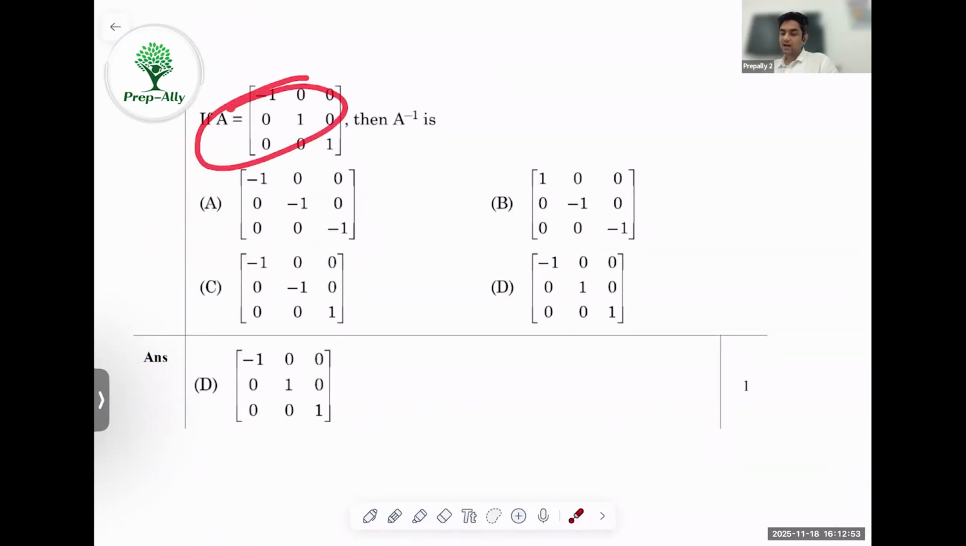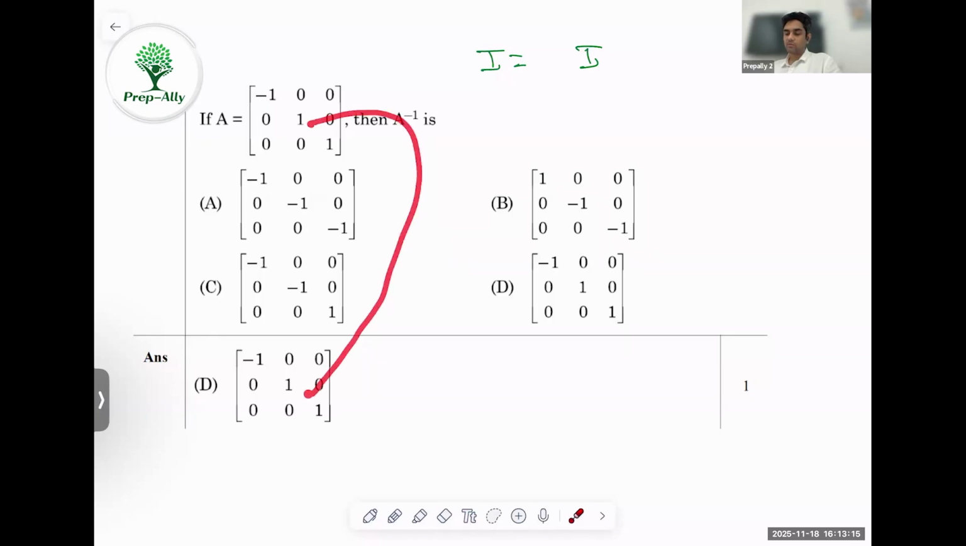The question is A is given. I have to find out A inverse. Now this question could have been done directly, straightforward. Why? Because we know that for identity matrix, inverse is the same identity matrix, right? The only difference compared to identity matrix is I have a minus 1 extra over here. So if I multiply minus with minus, it will become plus. So by default, I can say that it has to be of this form. It's 1 mark.